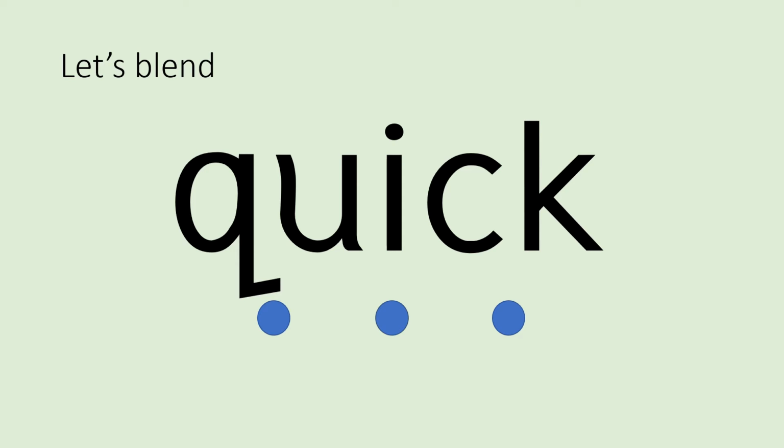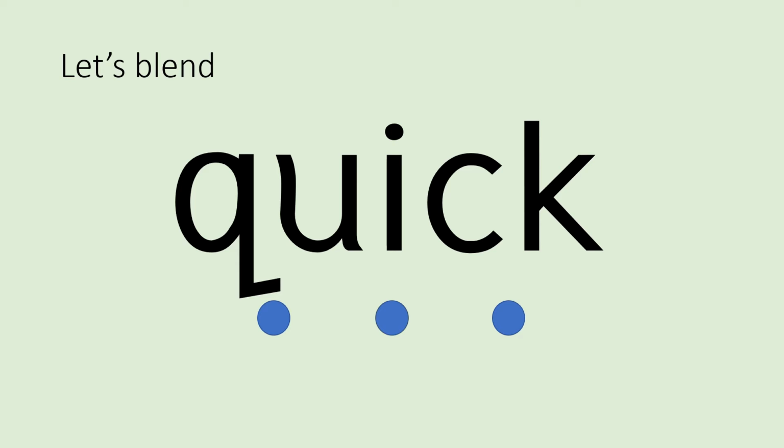So even though there's 5 letters, you can see 3 graphemes. The QU is a grapheme that makes a qu. We've got the I in the middle, that's a grapheme for I, and then we know that the CK at the end is a grapheme for K. So we've got 3 graphemes, 3 phonemes, but we've got 5 letters.